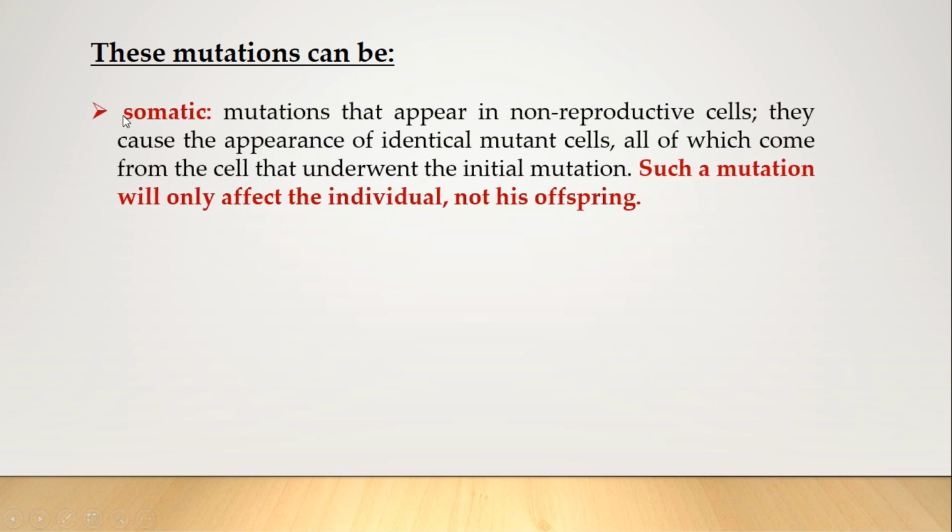Also, these mutations can be somatic. They appear in the somatic cells, not in the gametes. And these mutations will not affect the offspring of the individual. For example, the mutations that occur in the skin cells due to the UV rays of the sun. In this case, we may have skin cancer, and this skin cancer is not transmitted to the offspring since the mutation doesn't occur in the gametes but in the skin cells of the individual.